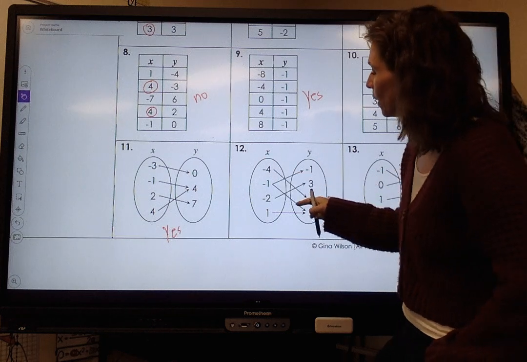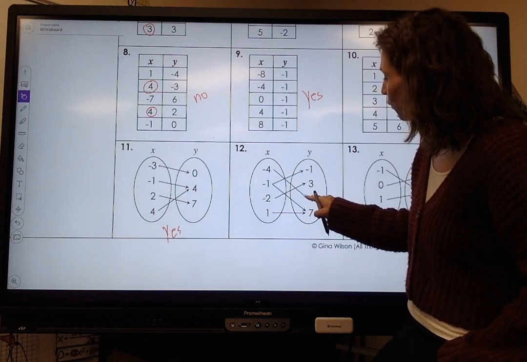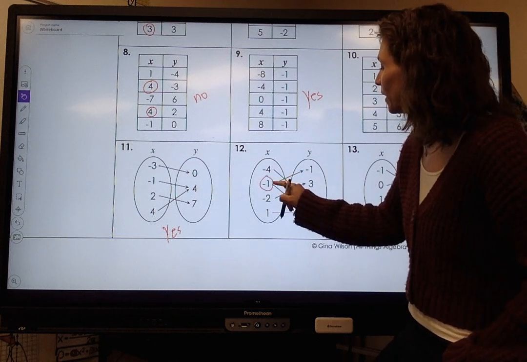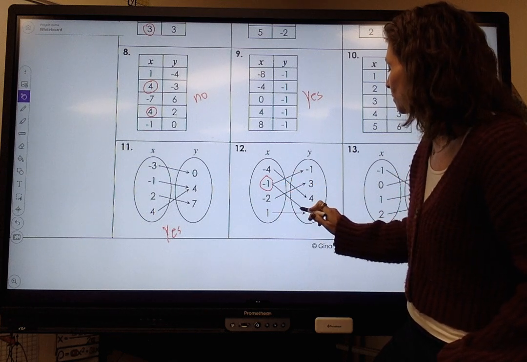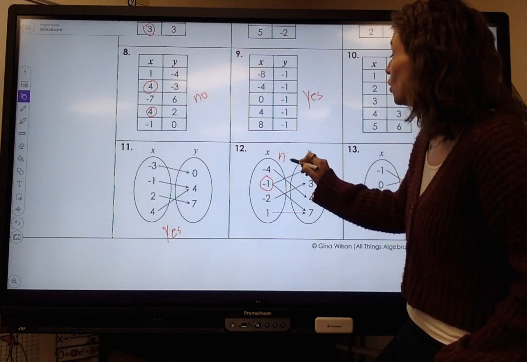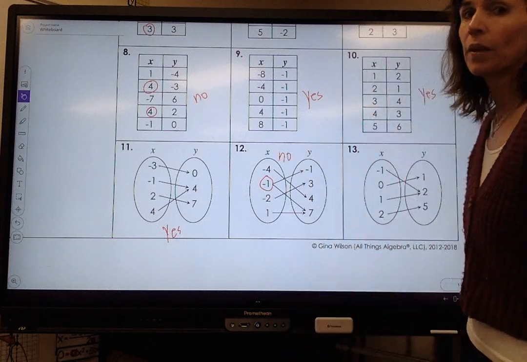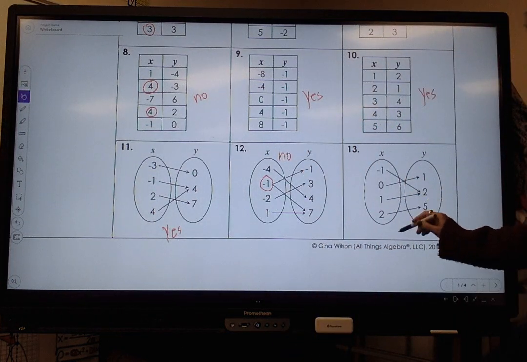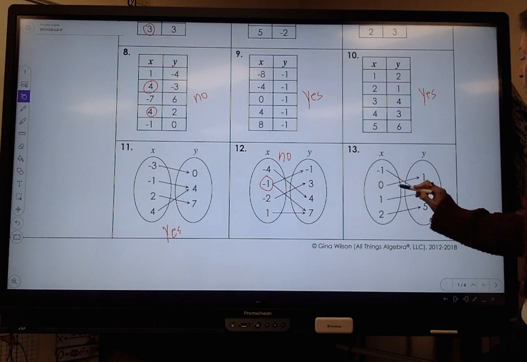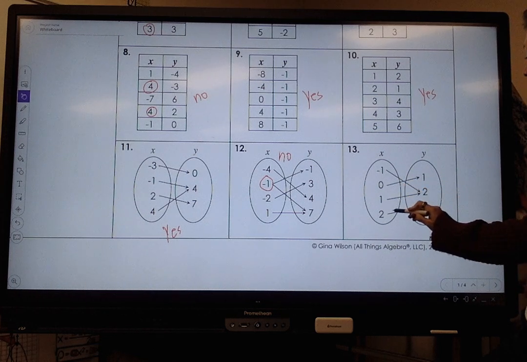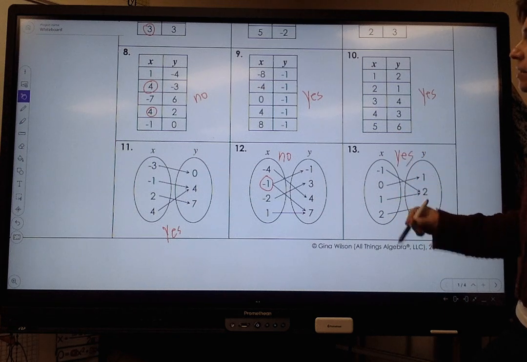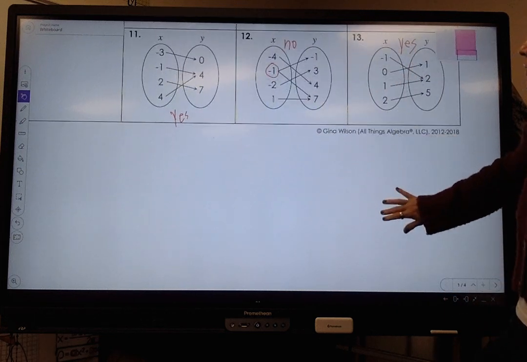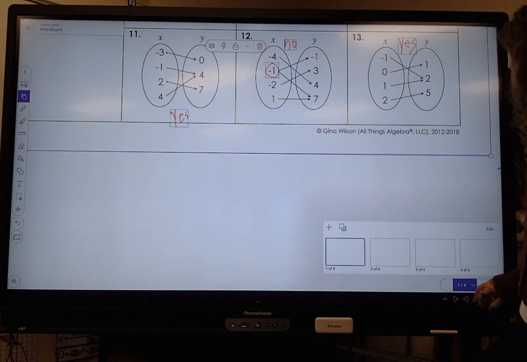Let's look over here at 12. -4 is paired with 4, but look at my -1. -1 is being paired with -1, and -1 is being paired with 7, so no, it's not a function. Over here, I have -1 with 2, 0 with 1, 1 with 2, and 2 with 5. X values are not repeating, so yes, it is a function. Okay, so that's how you look at a table.